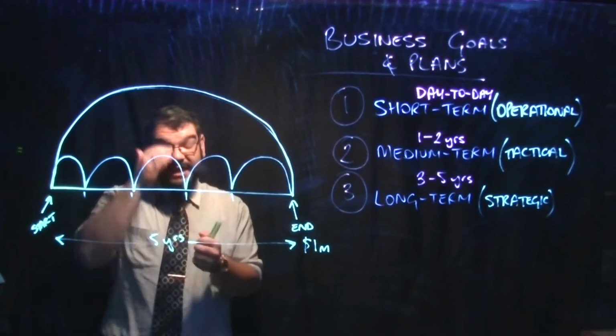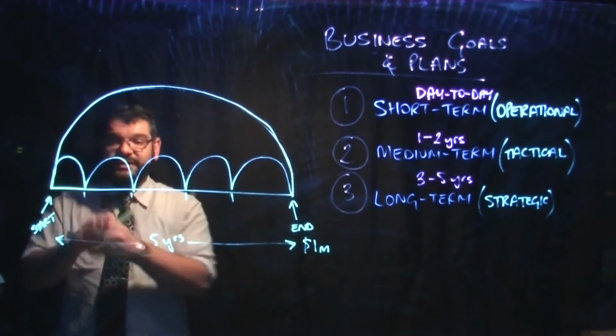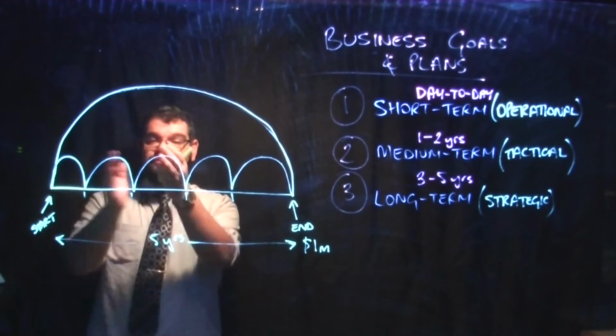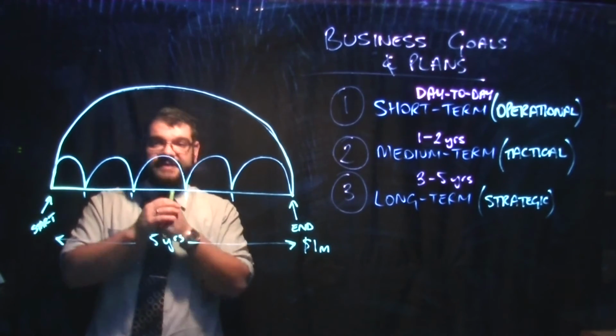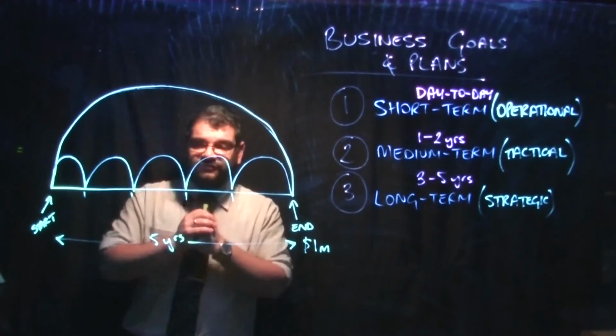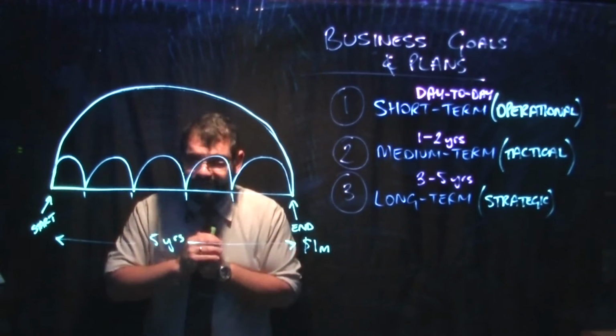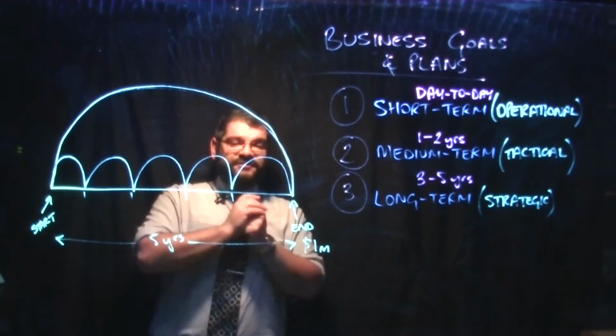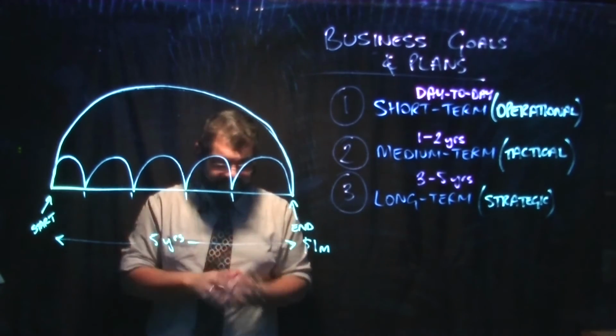And that could simply be, by the end of year 1, we're going to have X amount of staff. By the end of year 2, we're going to have X amount of physical space or physical property. By the end of year 3, we're going to have X amount of revenue. By the end of year 4, and the end of year 5, and so on. But it doesn't end there.